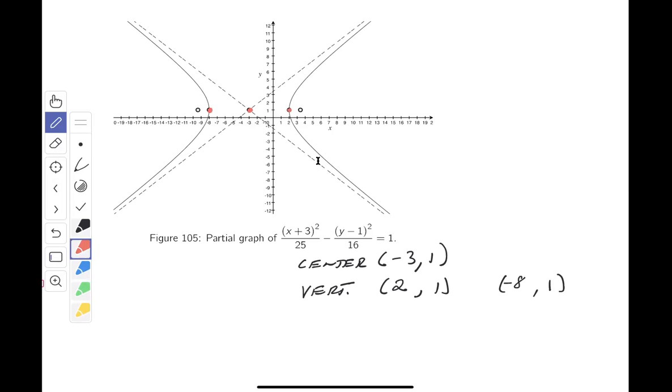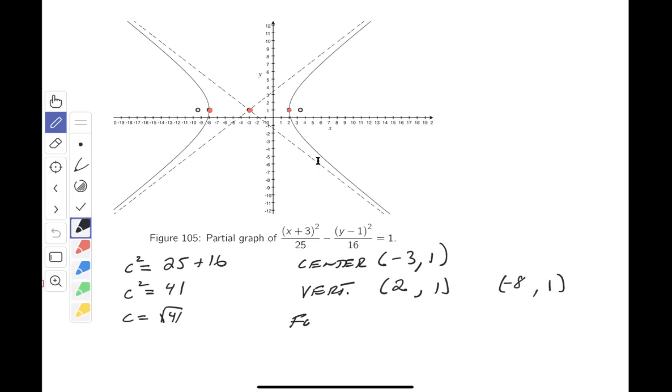All right, what else do I want to do? If you don't know, I'd say read the notes. They want to get the foci. And so I'm going to write that down for you. C squared is the sum of 25 and 16. C squared is going to be 41. C is root 41.